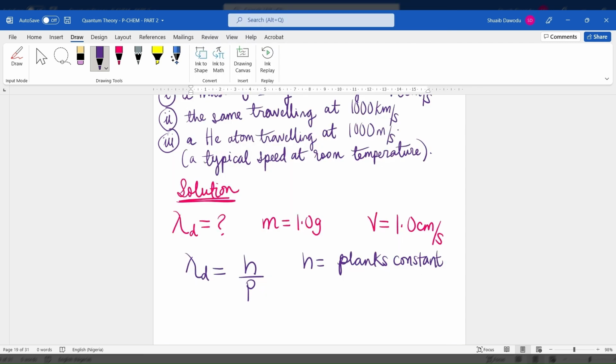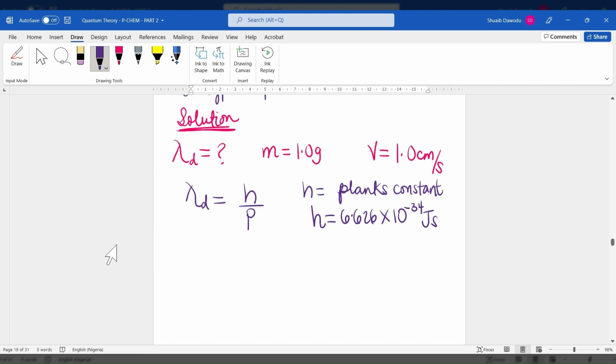So anyways, h is the Planck's constant, which has the value 6.626 times 10 raised to the power of negative 34 joule seconds, while p is just simply the linear momentum. Now, we are faced with a question where we're supposed to determine the de Broglie wavelength, but all we know is Planck's constant, because the constant value is basically going to be the same all through. But we also have to notice that we're given the mass as well as the velocity.